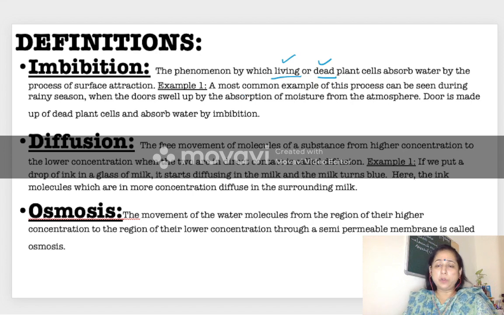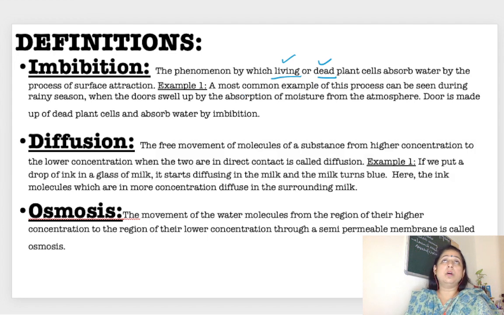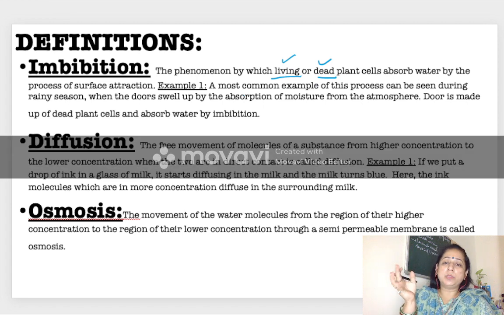A very common example for that is wherein in the raining season the doors swell up. Fine, you must have seen that we are unable to close the doors properly because in the rainy season the dead cells of the wood absorb water and hence do not allow the doors to close. So this is a very common example. Think of one more example by yourself.